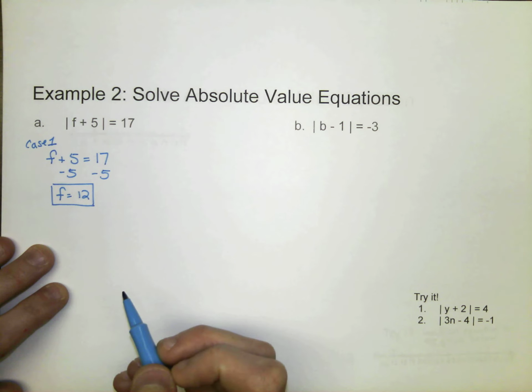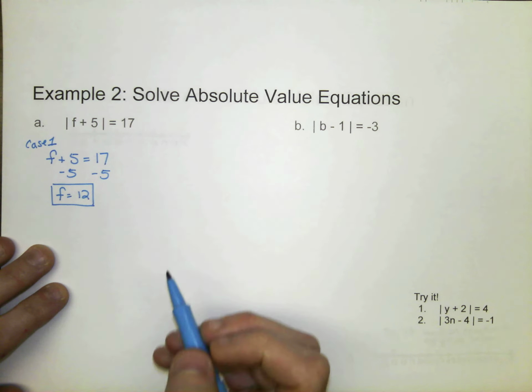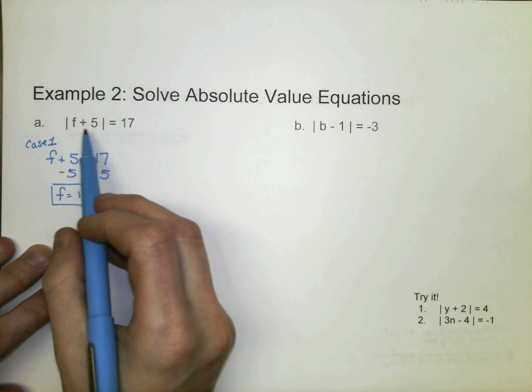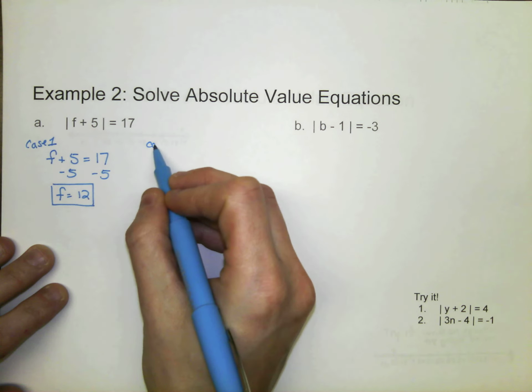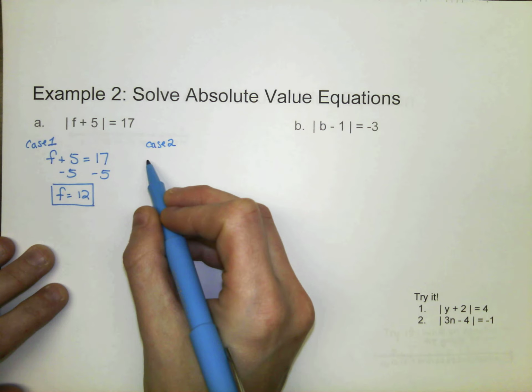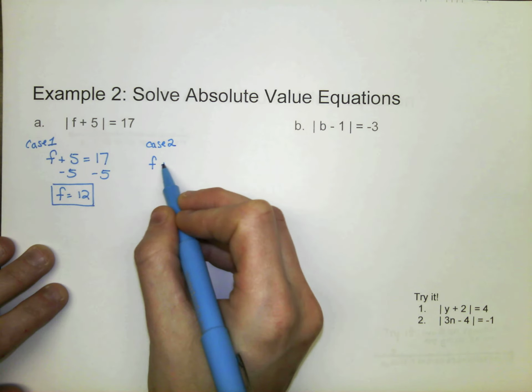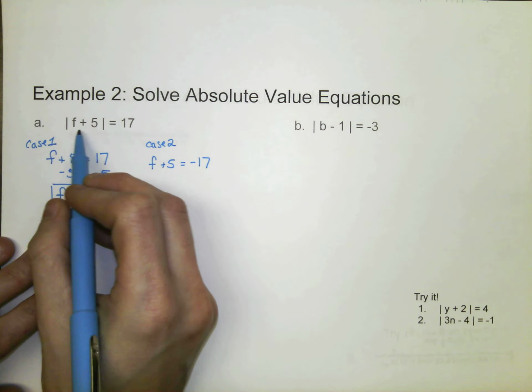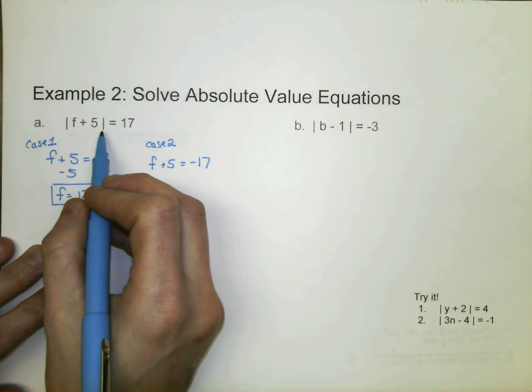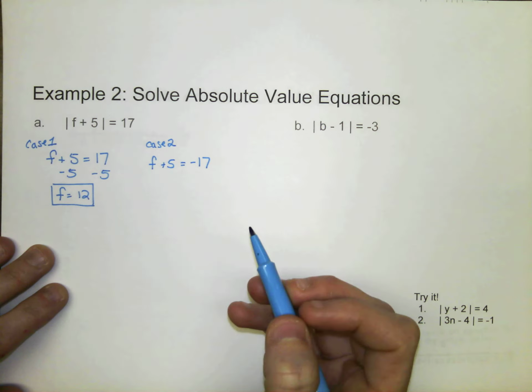That's a possible solution for this. The other solution would be, well, what if this is actually negative inside? So case 2 is, what if f plus 5 is actually equal to -17 within the absolute value, but because it's the absolute value, it becomes positive 17.